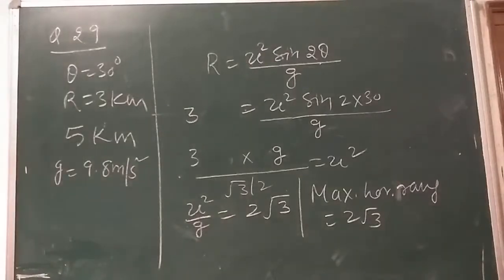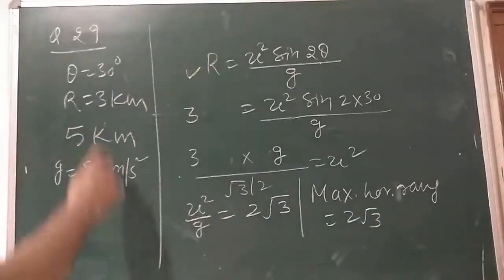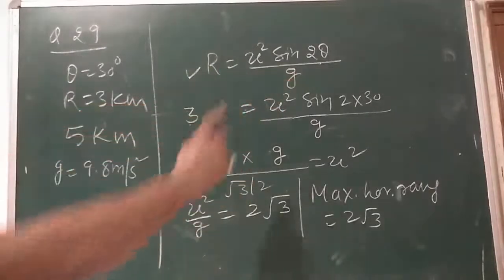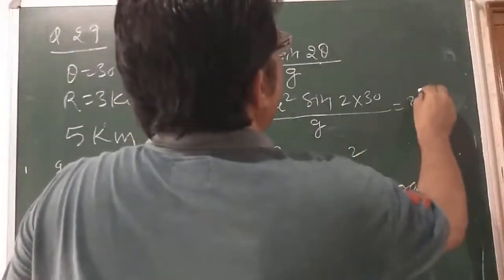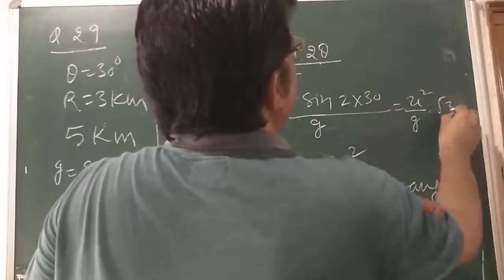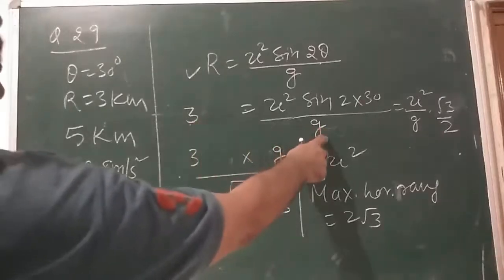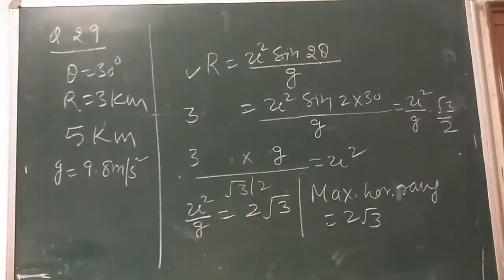Again I am telling, our question is a bullet is fired at this angle. So I use this formula. Put R is equal to 3, not 3000, it is 3. u square sin 60 by g. So u square into g, sin 60 is root 3 by 2. Is it clear? So u square by g is equal to 2 root 3. So I can write here 3 into g divided by root 3 by 2. So u square by g is equal to 2 root 3 came out.